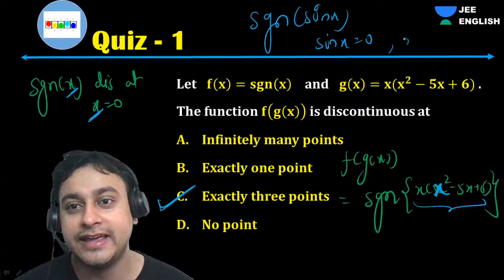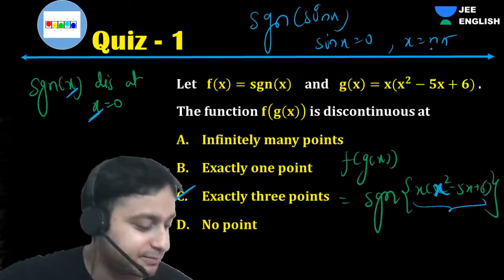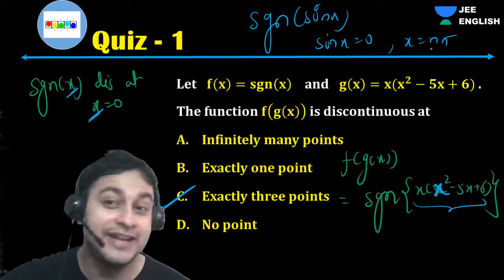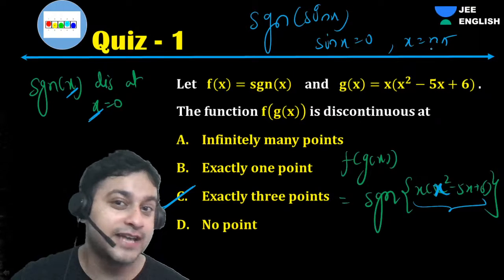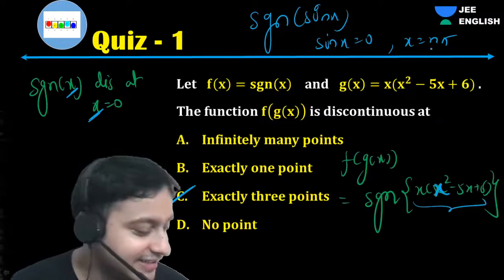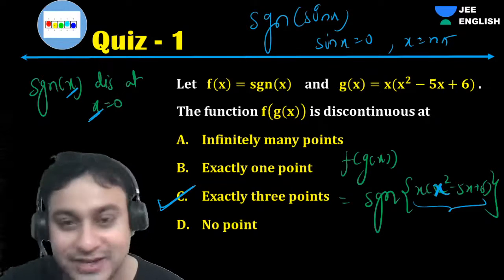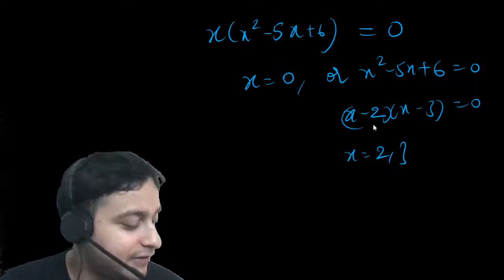At n pi, x is equal to n pi: pi, 2 pi, 3 pi, 4 pi, 5 pi, 6 pi, minus 2 pi, every integral multiple of pi. So signum of sin x will be discontinuous at every integral multiple of pi. Isn't it? Signum of something is discontinuous when that something is 0. That's how we actually solve the composite functions question.